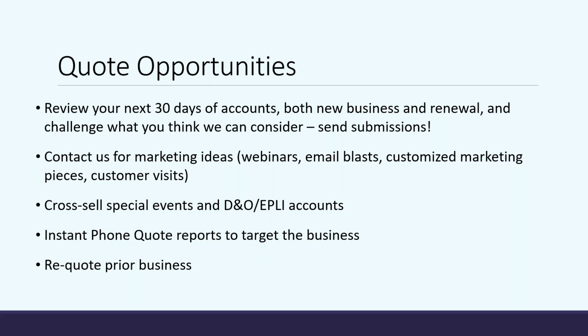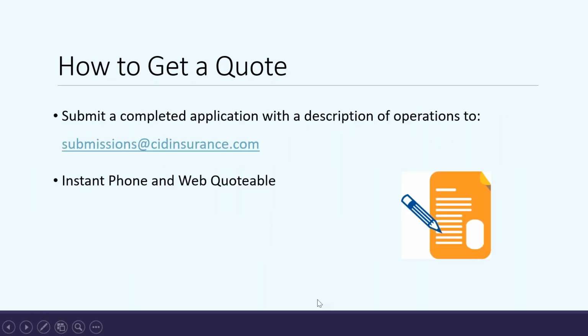Let us know if you have any marketing material that you're wanting. I know we've worked a lot with CID in the past on a lot of different products. We have that same stuff available for the social and human service product and class. Take a look at your D&O and special events. We'll take a look at phone quote reports and requoting prior business. All of this stuff is already in the pipeline, and going forward, we can take a look at it in the future, so we can help you out, and CID can help you out, kind of write the business and take a look at what we can offer.